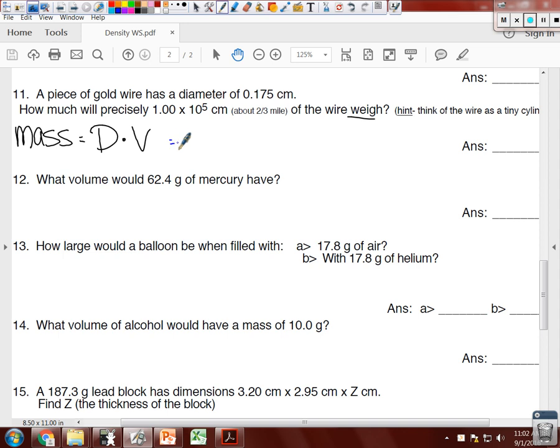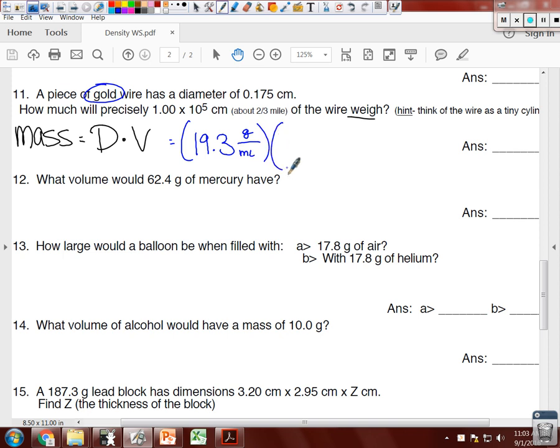So here's the deal. My first question is, which one of these values is the easiest one to find? The easiest. Why the density? It's on the chart. What's your substance? It is gold. What is the density of gold? 19.3 grams per milliliter.